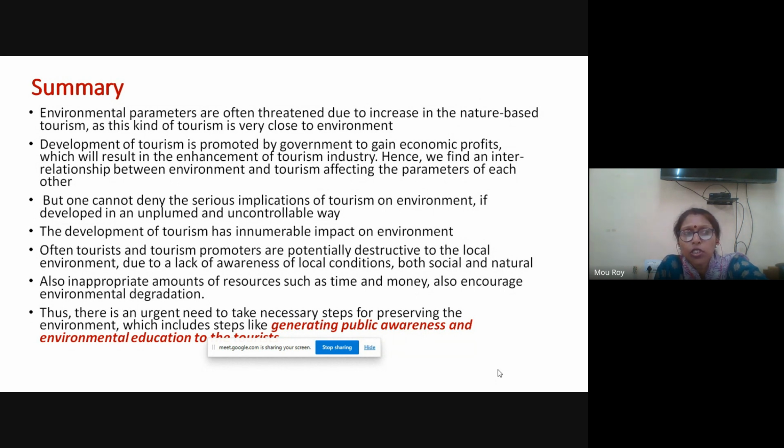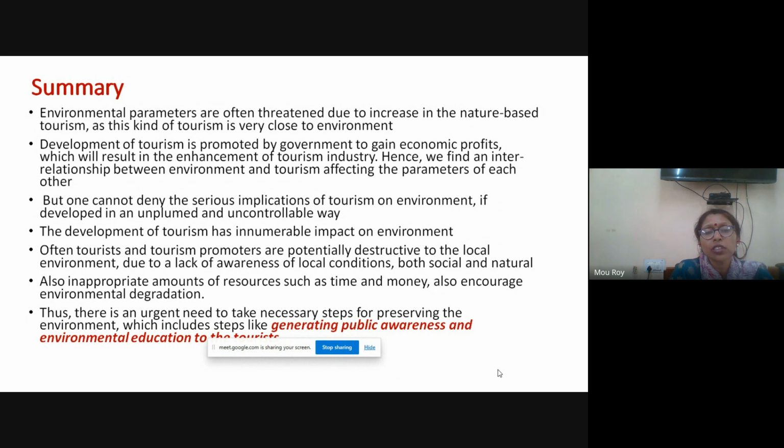So this type of areas has to be, government has a very important role in empowering or enhancing the destination. So one cannot deny the serious implications of tourism on environment. So the development of tourism has both positive impact as well as negative impact on the environment.